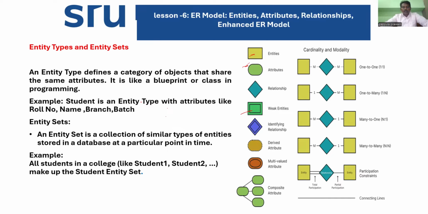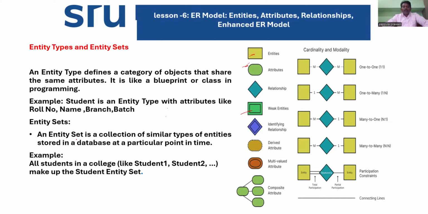So what are the attributes of the student? Roll number is a property, name is a property, branch is a property, and batch is a property. An entity set is a collection of similar types of entities stored in a database at a particular point in time. For example, student is an entity, department is an entity, faculty, that is employee, is an entity, and department is an entity.